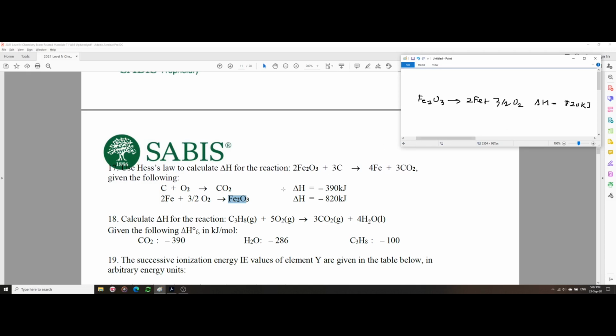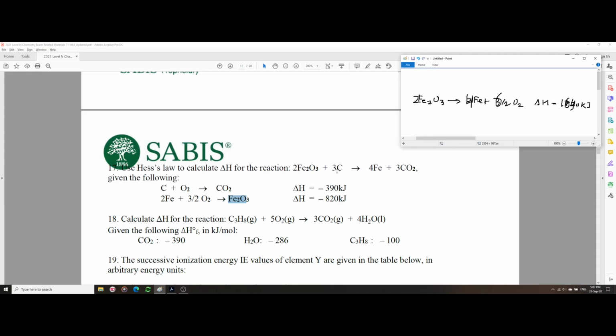However, we don't just need to do that, we also need to multiply by 2. So let's do that. Here becomes 4, here becomes 6. And this times 2 is 1640. Okay, that's one equation done.